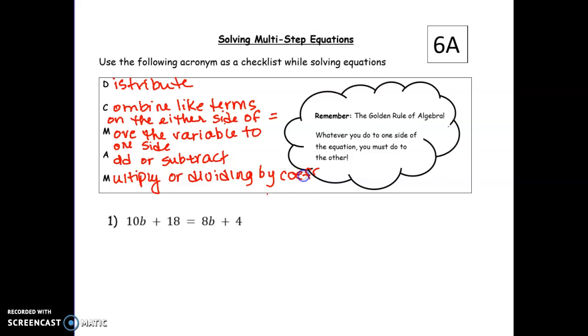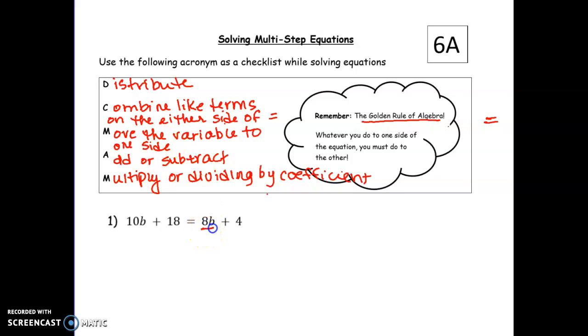All right, so remember the golden rule of algebra. This is important: whatever you do to one side of the equal sign, you must do the same thing to the other side of the equal sign. So you need to keep it balanced. So our first example, we'll look at number 1. We can't distribute. We can't combine any like terms because, remember, we can't cross the equal sign. So we can move the variable.